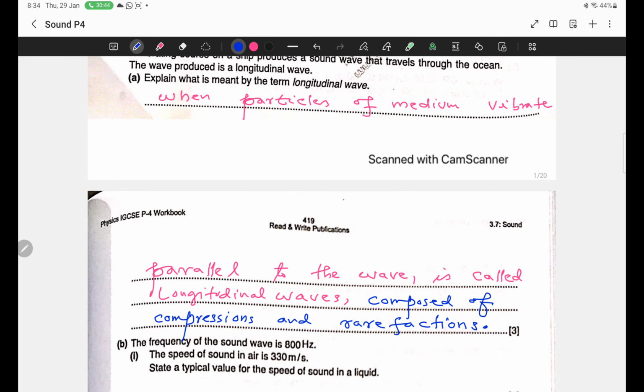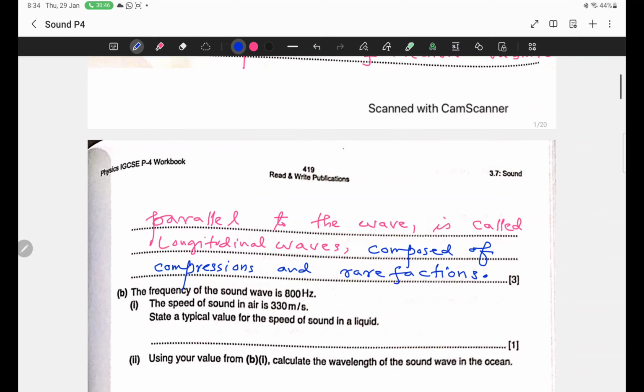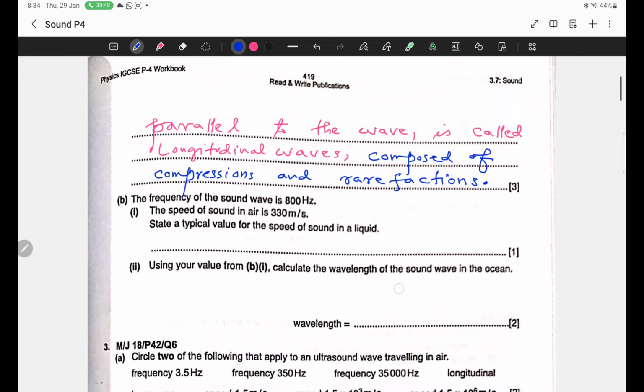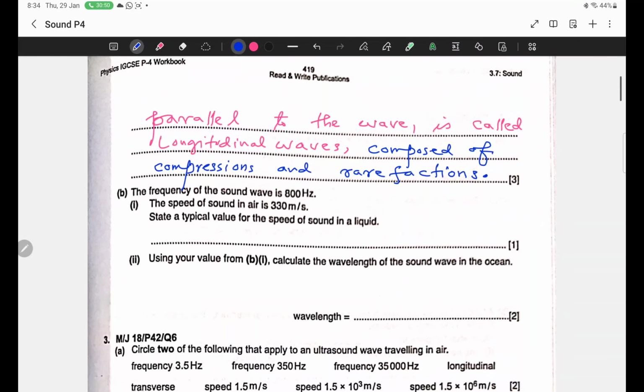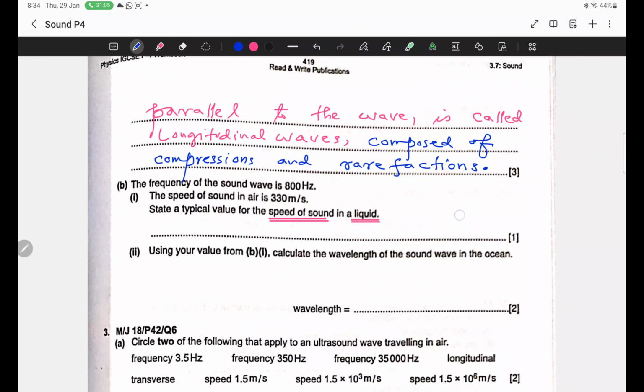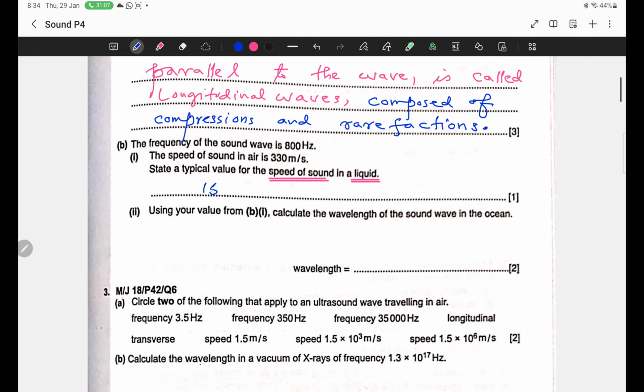So we have already discussed the definition of longitudinal wave, and now we have a mathematical question. The question is, what is the speed of sound in water? Can you answer me? What is the speed of sound in liquid? Perfect. The speed of sound in water or in a liquid is 1500 meters per second.